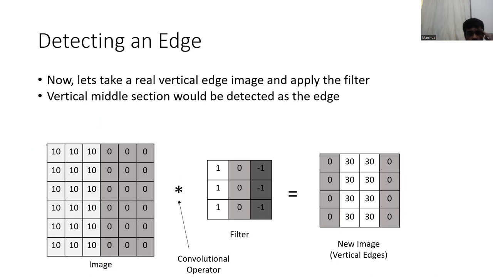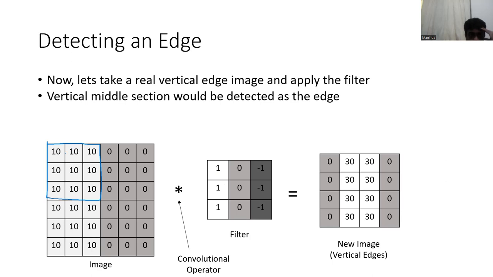First, we apply the filter in this box, in this window, as explained in the earlier videos. What happens is 1 times 10, 0 times 10, and so on. The middle values are ignored, because they are multiplied by 0.